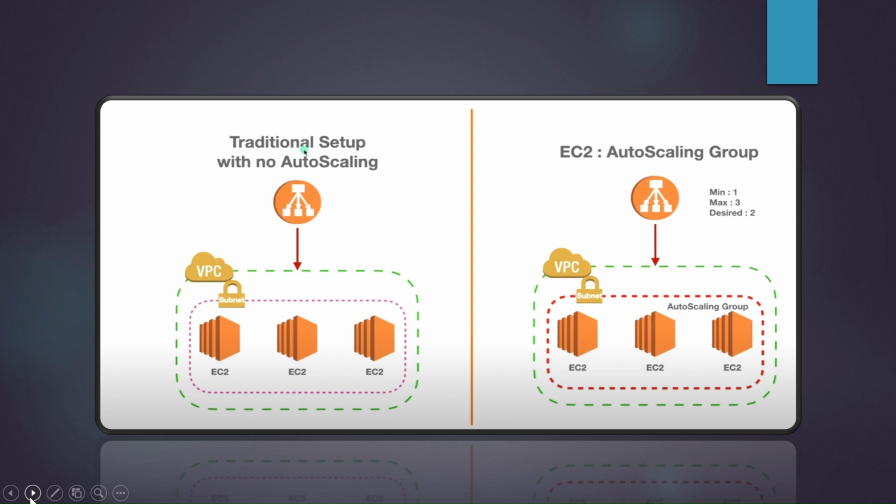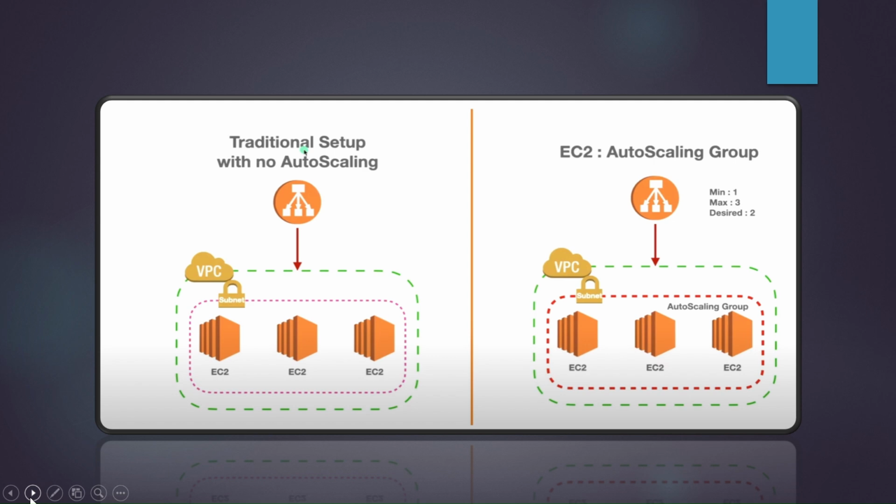So the next thing is you will be a little bit aware of EC2 auto scaling group policies. So let's compare the two approaches. So here we have a traditional setup on the left side corner and an auto scaling group on the right side corner. So let's get into the first picture.